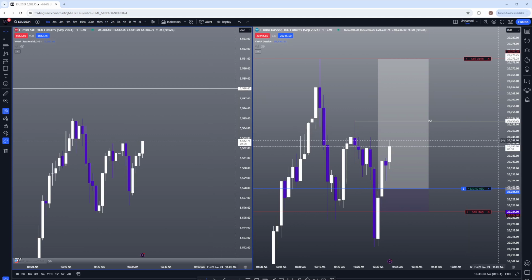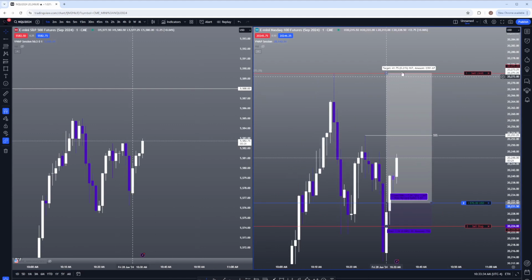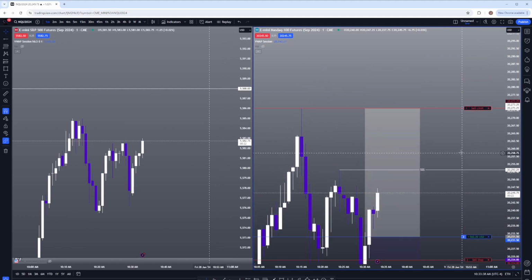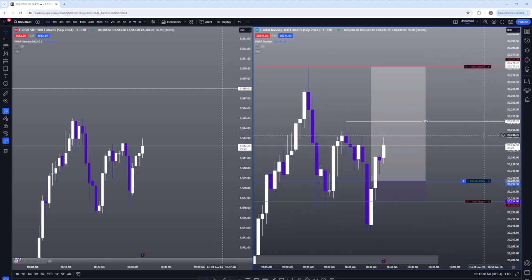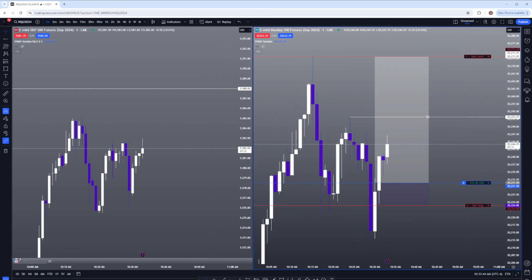So I'm still holding on to this. If we take out this high, I'll just move my stop to break even, and I'm still going to hold all the way up to here for first TP, because I do expect this one to keep running, and I want to catch a lot of profit on this one. So let's see if we can keep running. We're kind of stalling, but I'm still liking the setup a lot.